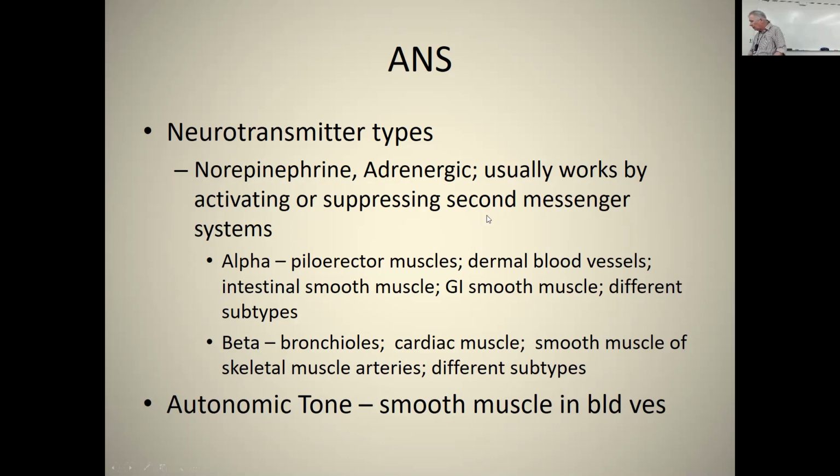And autonomic, remember autonomic tone, smooth muscle in blood vessels. Remember, the smooth muscle in blood vessels is always partially contracted, depending upon what the blood pressure is. If it wasn't, your blood pressure would practically be zero and you'd be dead.